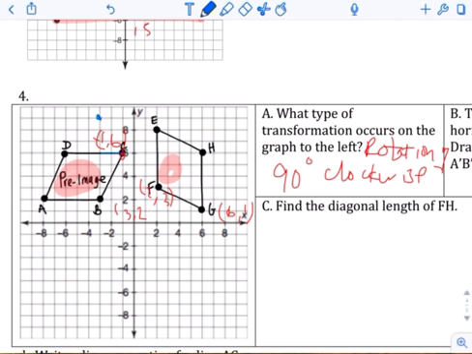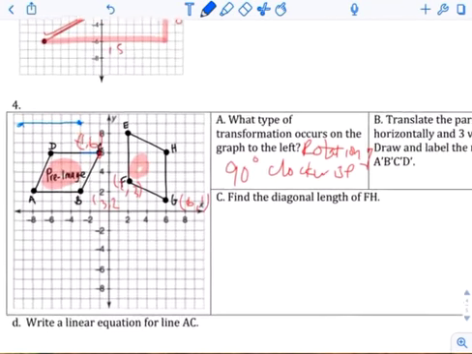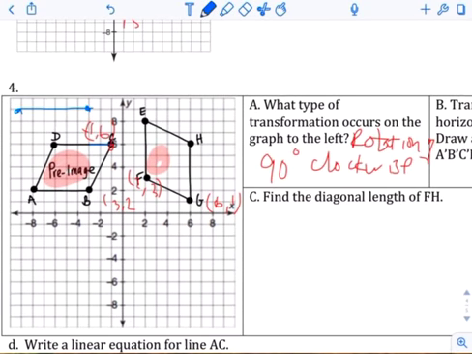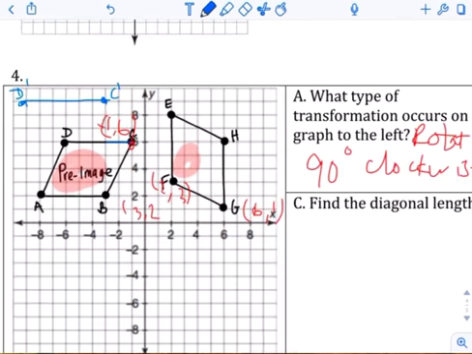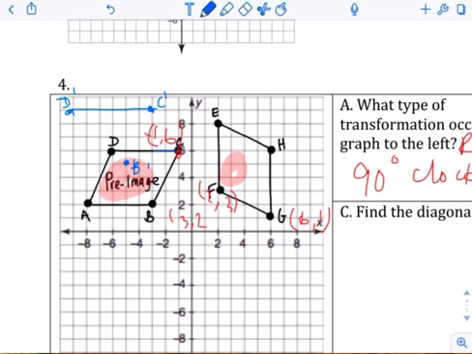So right there, that's D. Label that. Okay. C prime, D prime. There's B prime. Oh, we're going off the chart. It's over here. A prime. There we go.